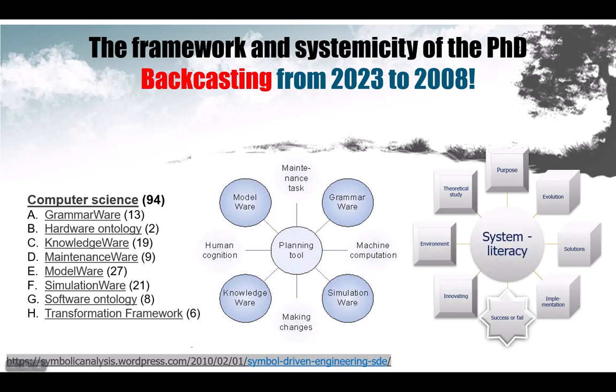And this model is the same as I showed here on the ocean page. Ocean literature is a system literature. It's a way to understand anything. It includes purpose, theory, environment, innovation, paradigm, evaluation, solutions, implementation, and finally the feedback. And this model can be adapted, connected into my earlier work, which is here.